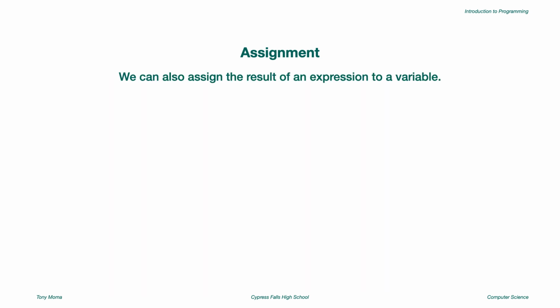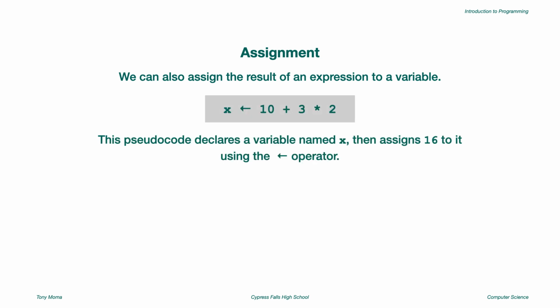We can also assign the result of an expression to a variable. For example, consider this line of pseudocode. Here we declare a variable named x, then assign 16 to it using the arrow operator. Note I say 16 because that's the result when we evaluate 10 plus 3 times 2. That expression evaluates to 16.